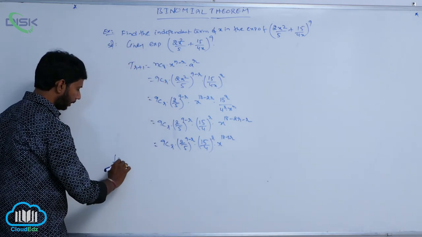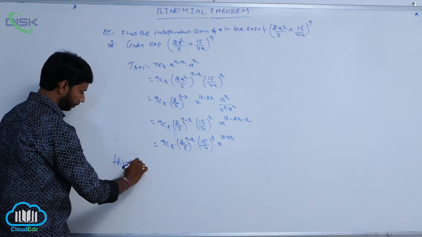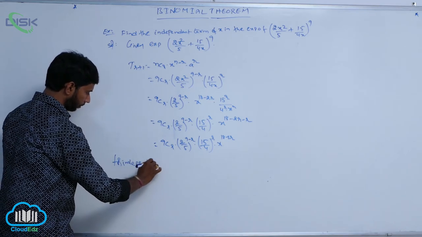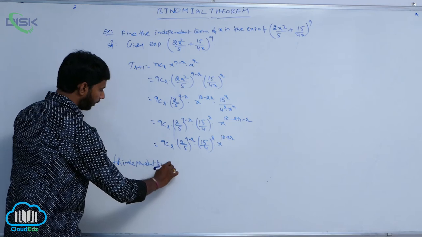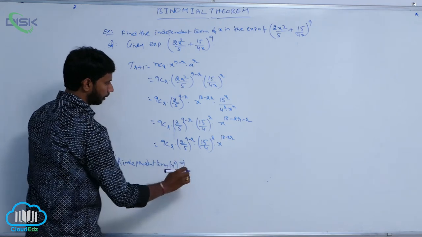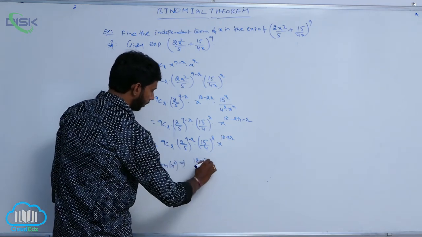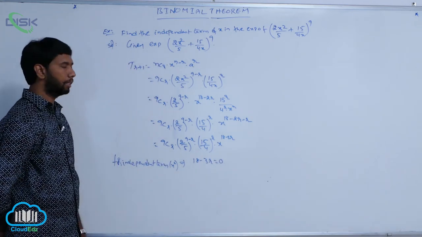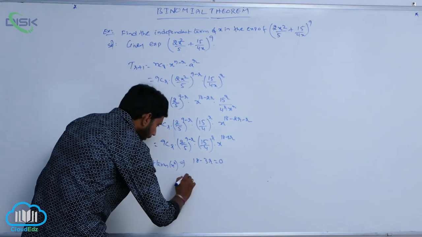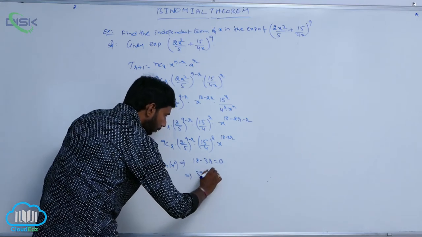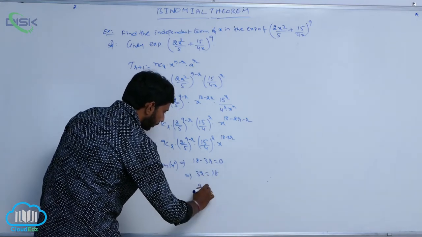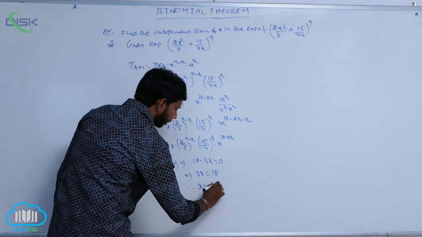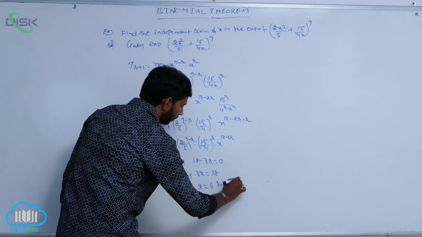For the independent term, 18 minus 3r is equal to 0. It implies 3r is equal to 18, so r is equal to 6.